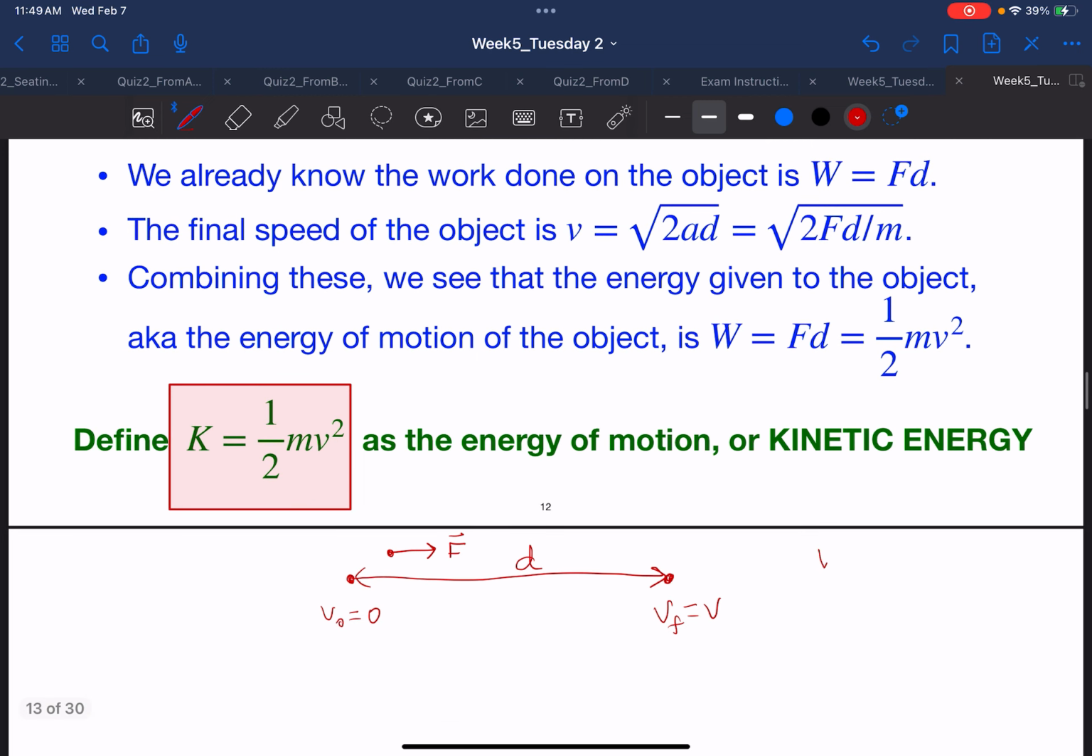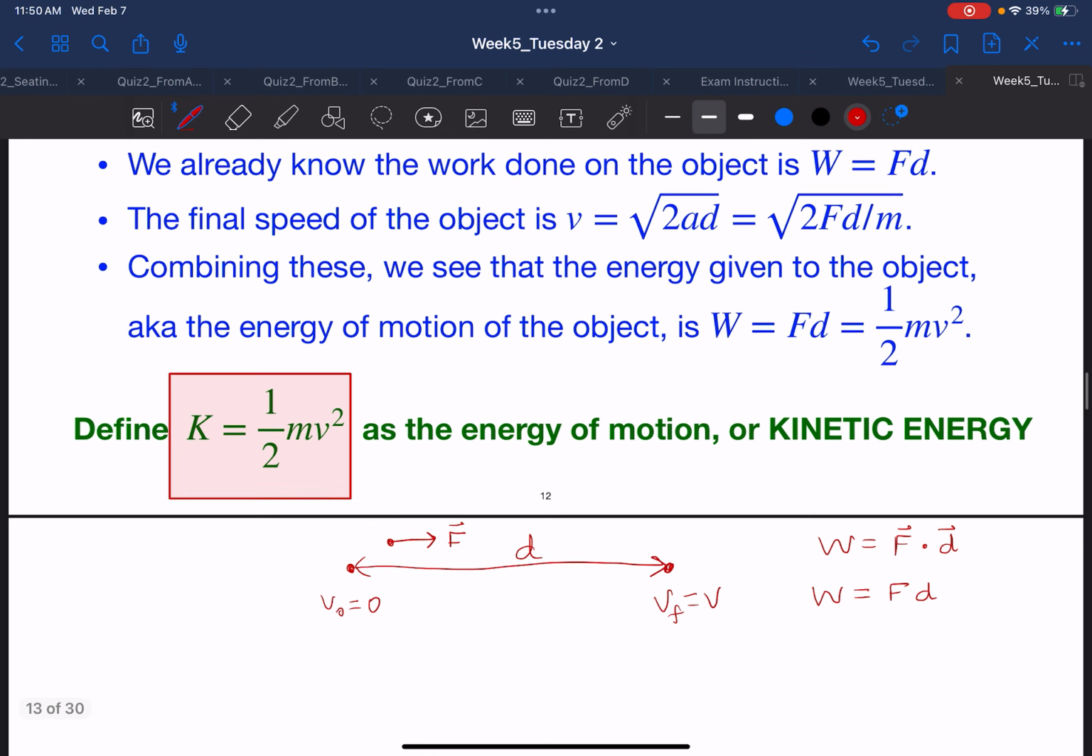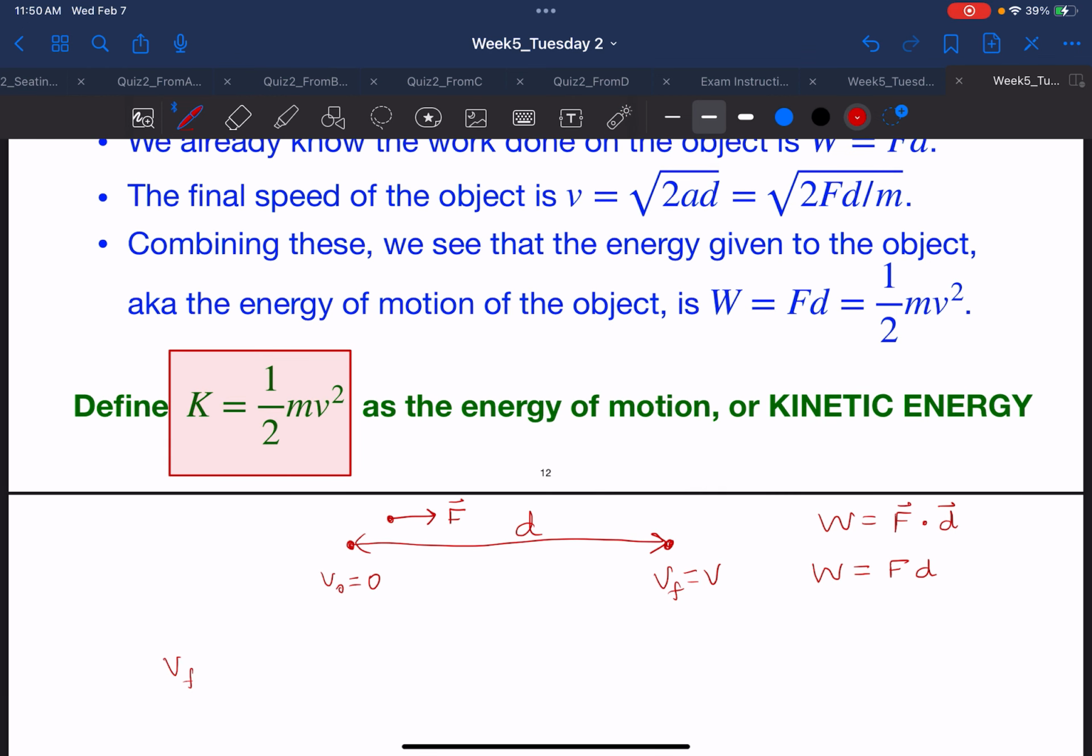So first of all, we know the work done is simply force times distance, because of the dot product, F dot d, so we know work is equal to the force dotted into the displacement vector. Since they are parallel to each other, the angle between them is, sorry, not 180, 0 degrees, and cosine of 0 degrees gives you a 1, so we essentially end up getting F times d.